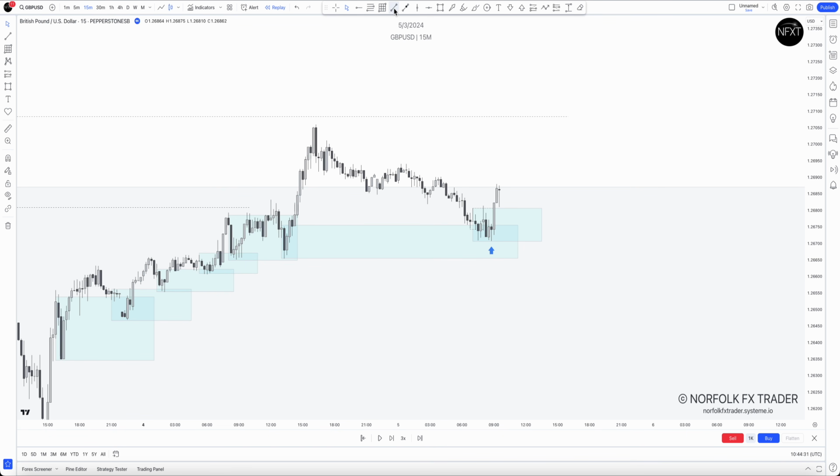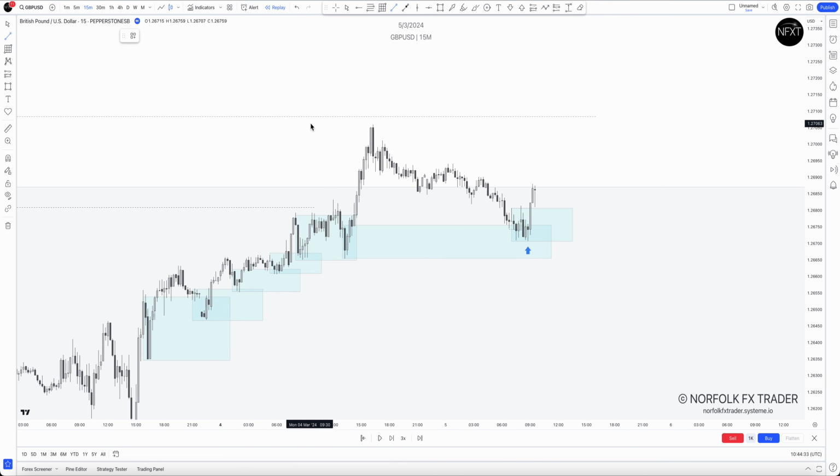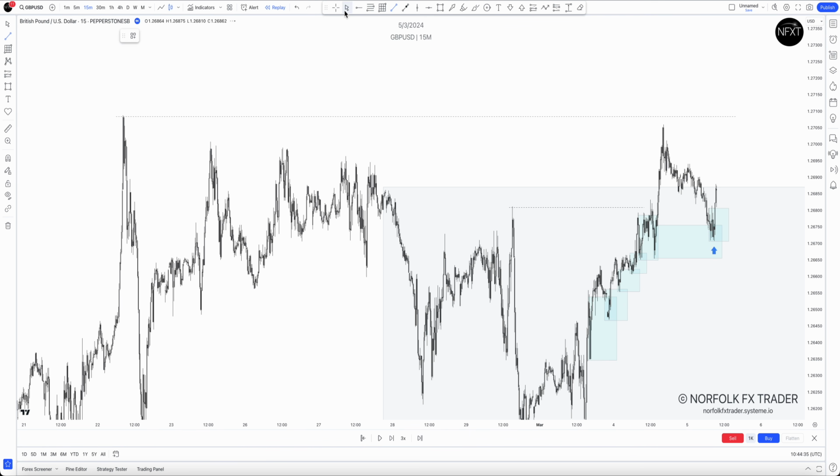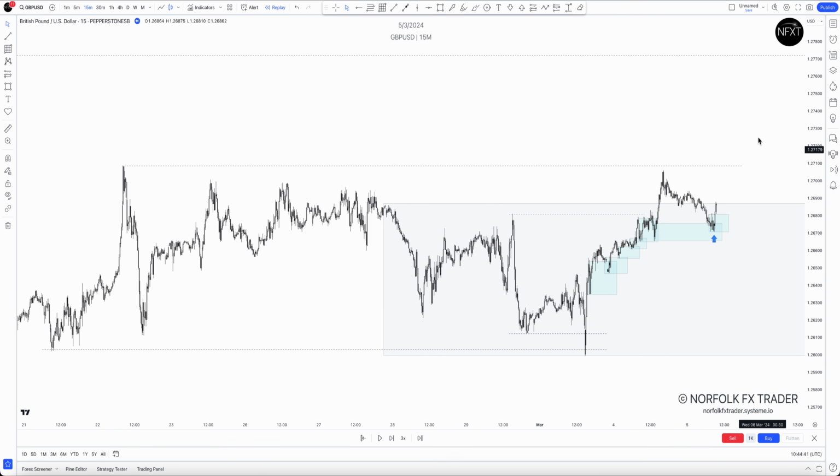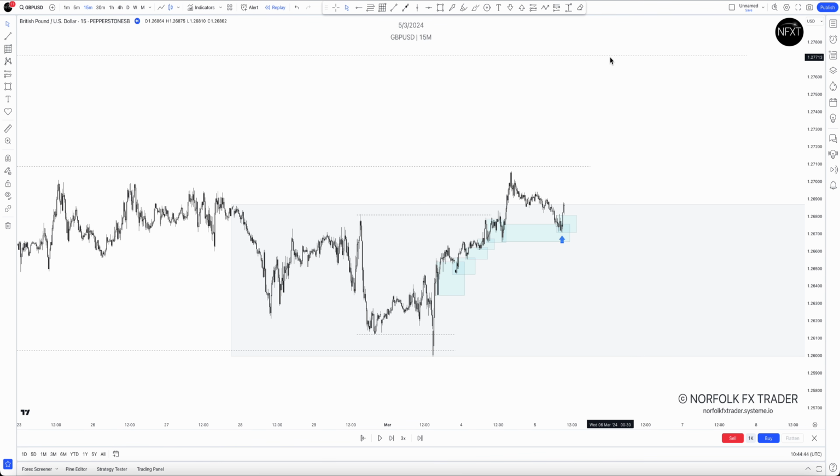So my targets. My first target is going to be to take out this high. That's my first potential area I expect price to go. After that, I'm expecting price to go for this high, which is that daily swing high we saw to the left. We went through the daily. So let's go forward with price here.